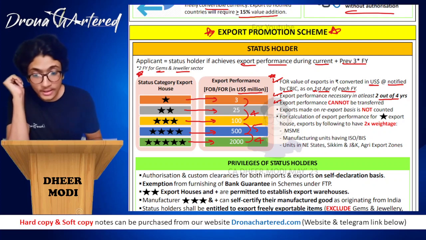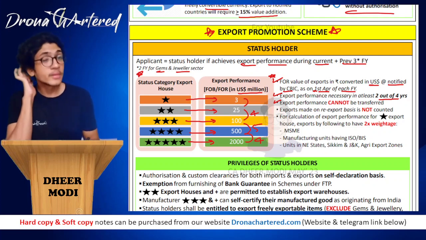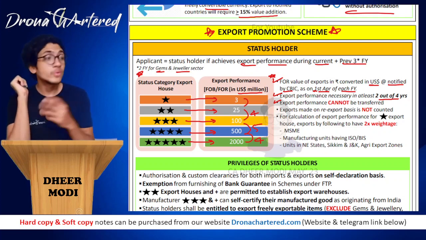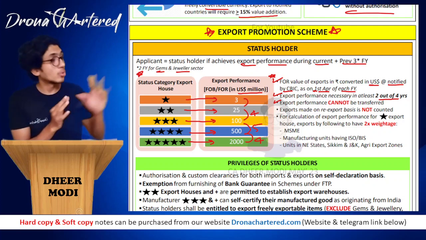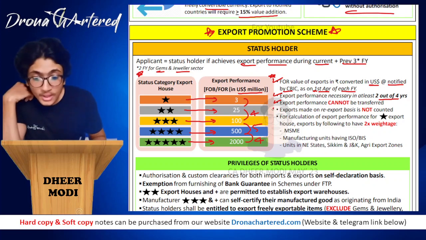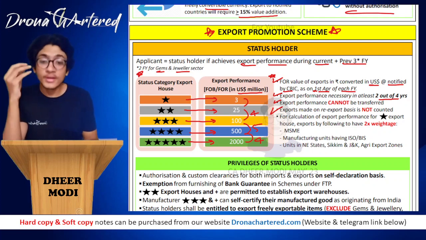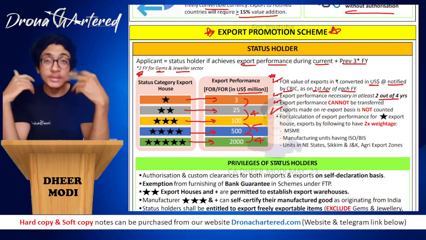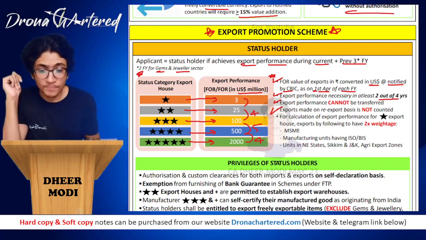It cannot be transferred. Say for example, I exported 12 million. I say, boss, 3 is enough for me, I will get 1 star. There is no way I can get 2 stars, but can I transfer this excess 9 million that I've sold to someone else so that they also get a star? No, this is not possible. Exports made on re-export basis are not counted. If any export you are making is on re-export, that means you have already counted it once, so it will not be counted again. We already studied cases of re-export.